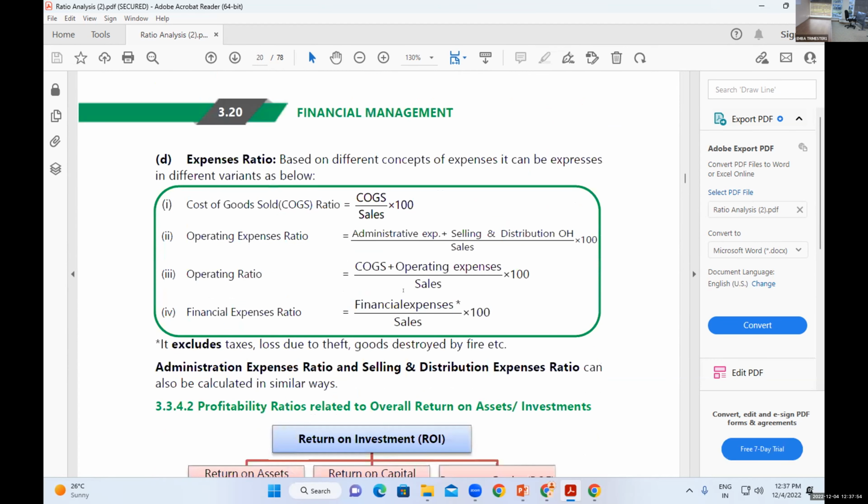Expense ratio: you take any expense divided by sales is equal to that expense ratio. Lesser the expense ratio, better the efficiency of the business. Clear? Any expense, COGS, operating expense, operating ratio, anything you can take.